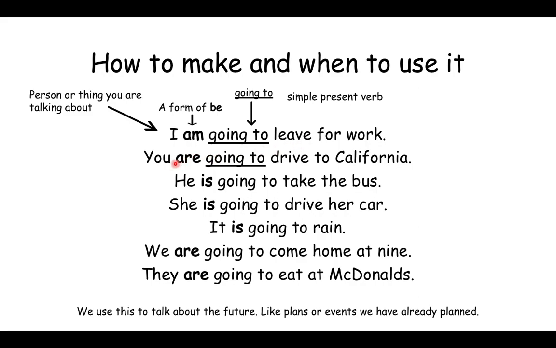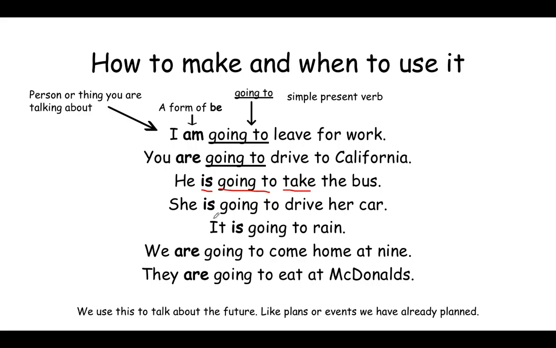So we'll go over some of the sentences that we learned how to make, like "You are going to drive to California." This is future tense. "He is going to take the bus." You'll see that this sentence has "going to," and then we also have "is," and we have the simple present form of the verb take, which is "take." It's not "took" or "taken," it's "take."